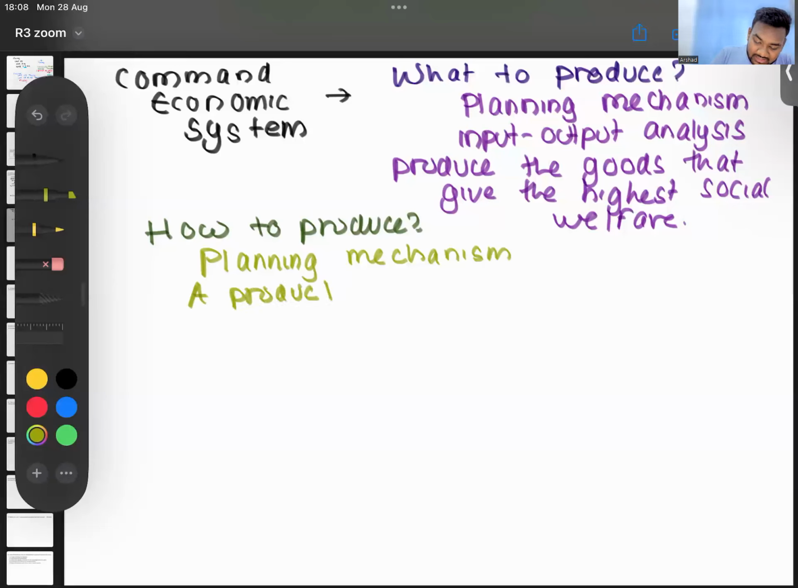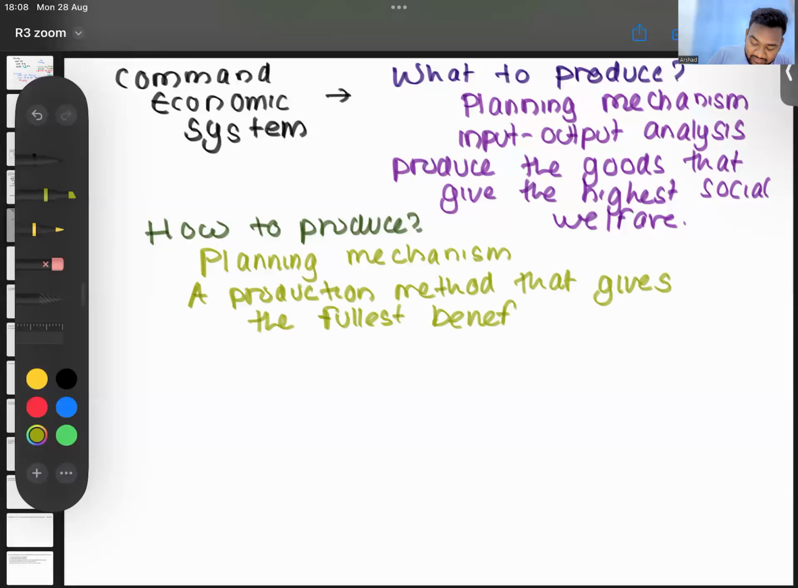A production method. Now, remember, how to produce is about choosing between capital intensive and labor intensive, right? So they will decide on a production method that does what? That gives the fullest benefit, or the highest benefit, to the public.